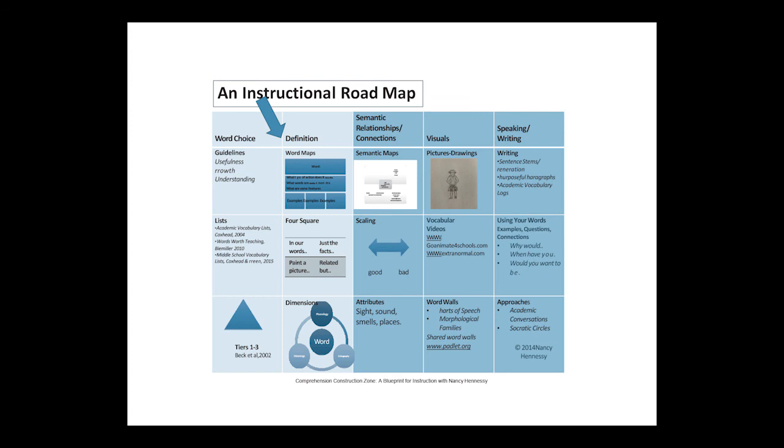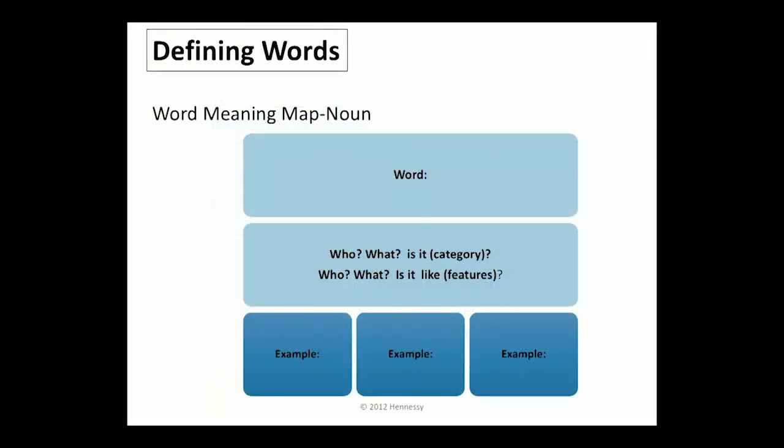Eventually, you can get to four squares and you can get to dimensions. But let's go simple here, and let's just use a word map. So if you chose a noun, here's a word map for a noun. Who or what is it? So that's that category, right? So an activist is a person, for instance.